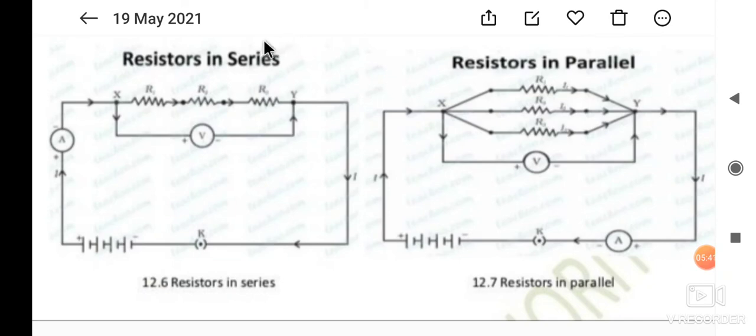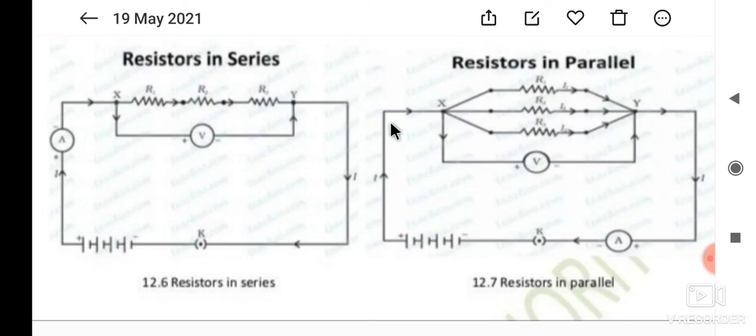So here are circuit diagrams of series connection, resistors connected in series, and here resistors connected in parallel. Now you see this first circuit diagram, this is resistors in series. So here R1, R2, R3, resistors are connected in series. So across these resistors here a voltmeter is connected. Okay. Now this is a circuit diagram of series connection.